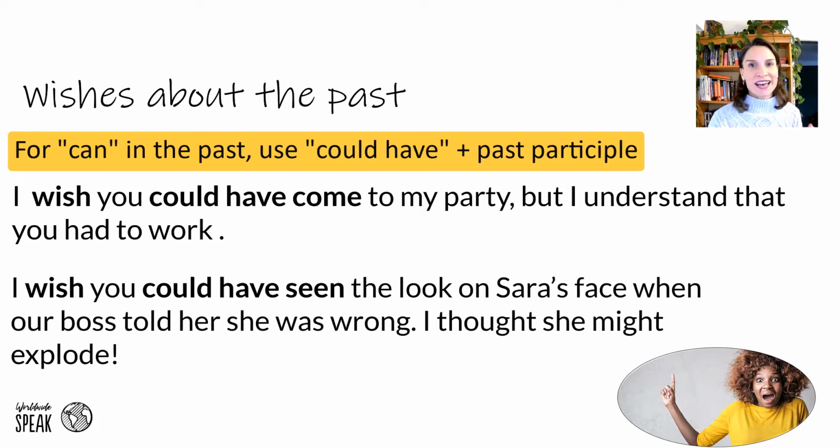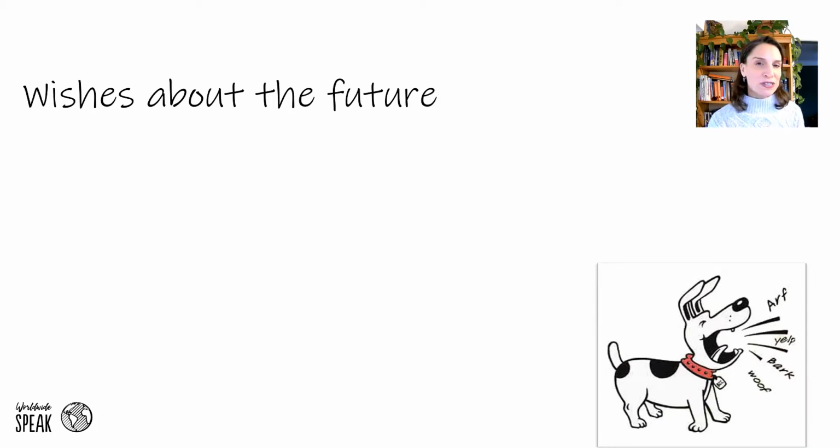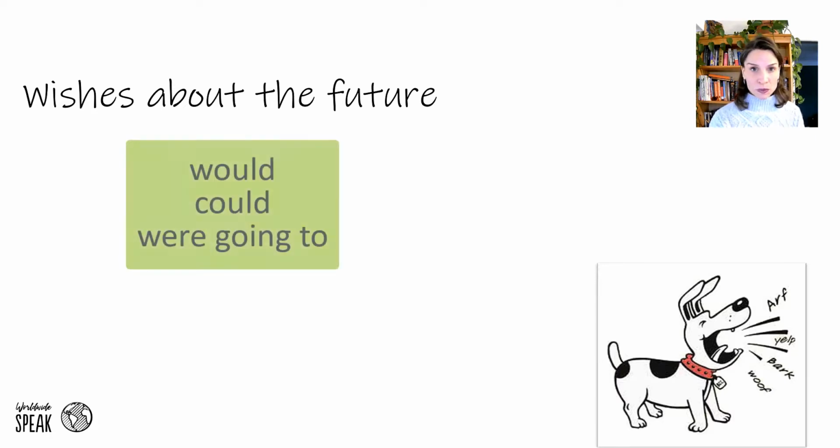So could, have, and the past participle. That's what we're going to use when we're talking about the past with wish, and we want to use the form of can. Now let's talk about wishes about the future. We have 3 constructions we can use: would, could, and we're going to. First of all, let's look at would.